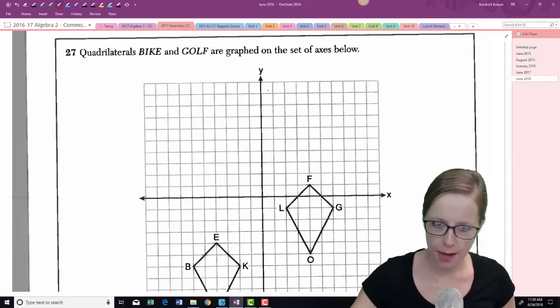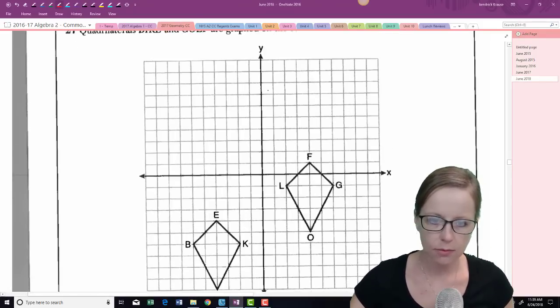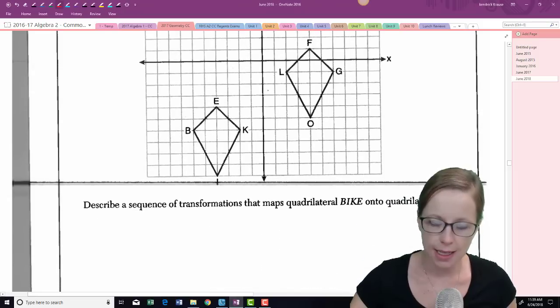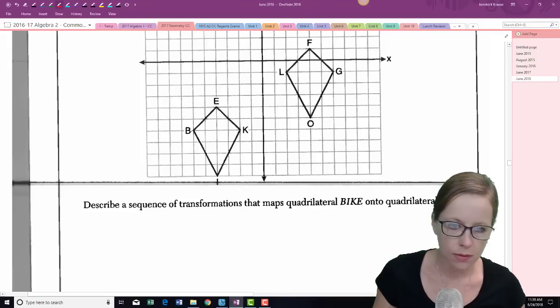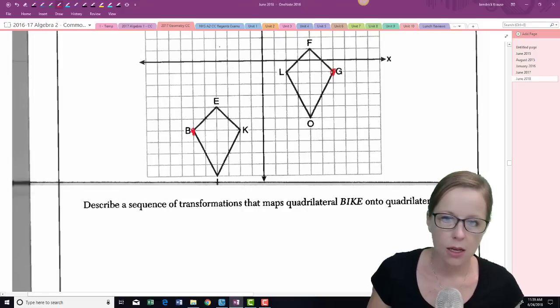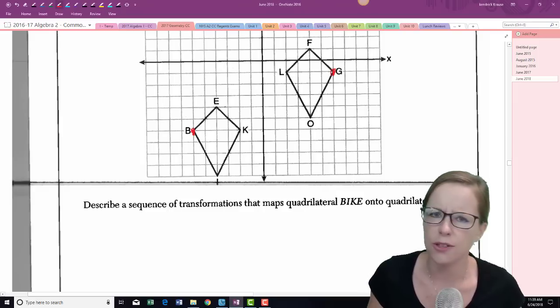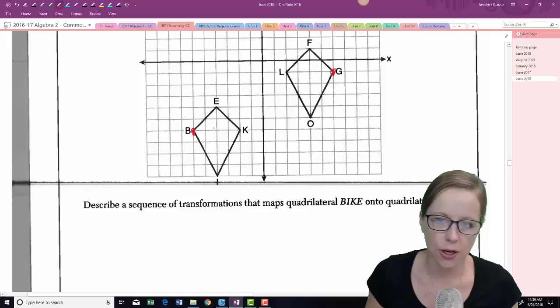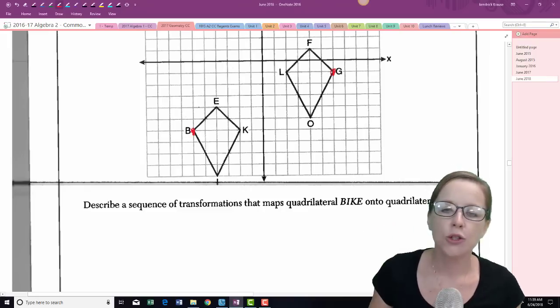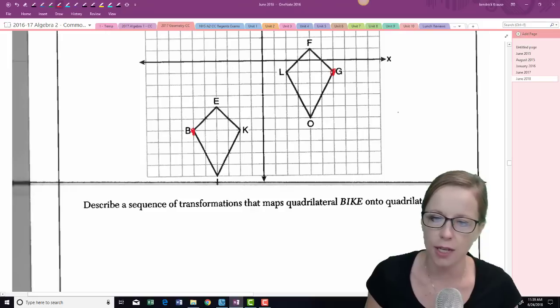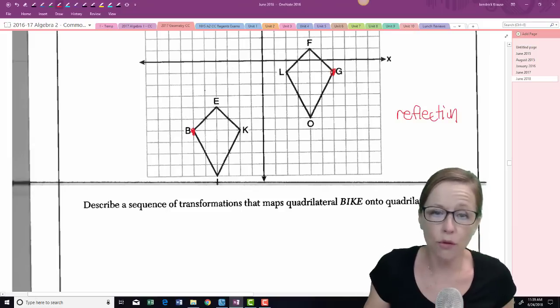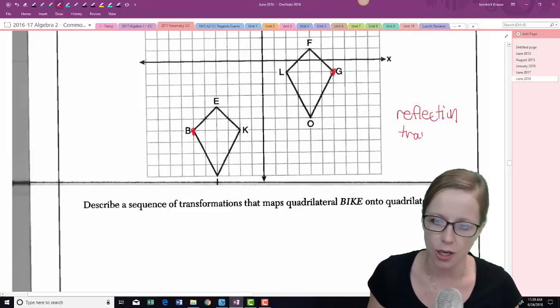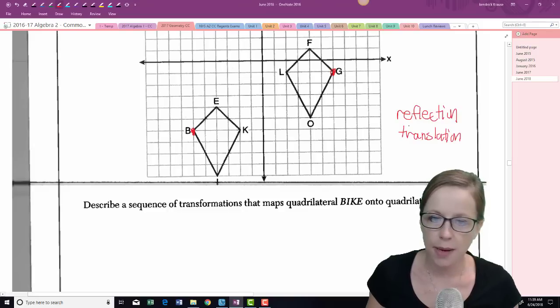Well, here's the one thing that if you weren't paying attention, you didn't notice. BIKE and GOLF, which means B ends up matching with G, right? So this is a kite. I don't know if you study kites. This picture has to flop, right? It has to flip. So that means there's going to be a reflection involved. I need a reflection of some sort. And then it's moved over. So I'm going to use reflection and translation.